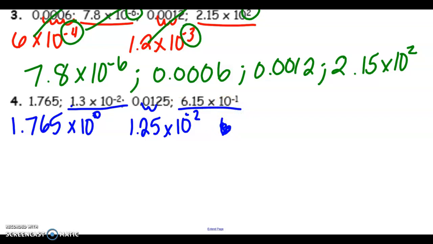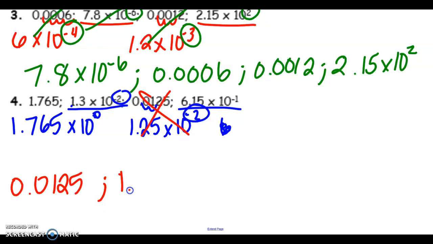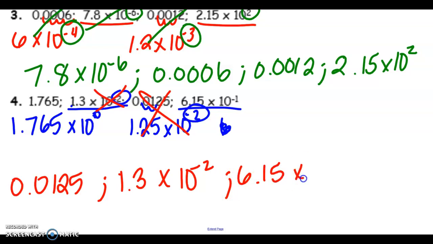Okay, so my smallest exponent, well, I've got a negative 2 and a negative 2, which means which is smaller, 1.3 or 1.2? Well, 1.2 is smaller, so we're going to do 0.0125. That one's done. Then I'm going to do 1.3 times 10 to the negative second. That one's done. I've got a negative 1 or a 0. Negative 1 is smaller. So I've got 6.15 times 10 to the negative first. And finally, 1.765.